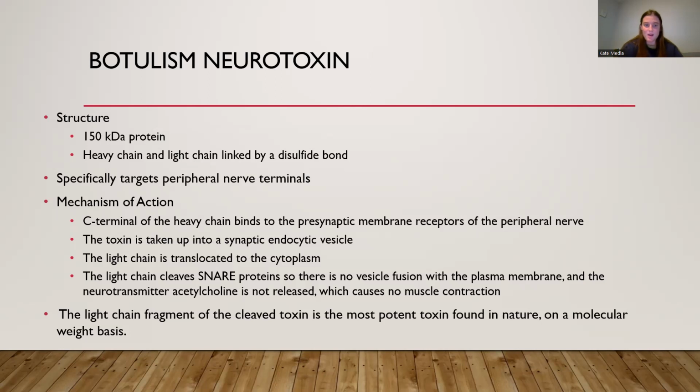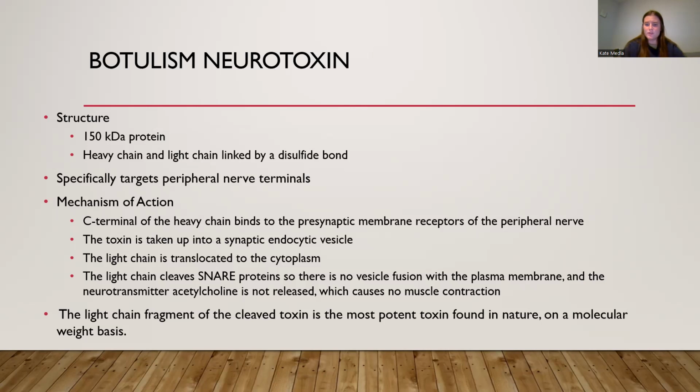does this mechanism of action. The C-terminal of the heavy chain binds to the presynaptic membrane receptors of the peripheral nerve, and that is when the toxin is taken up into the synaptic endocytic vesicle. And this is when the heavy chain and the light chain separate. So the light chain is now translocated to the cytoplasm of that nerve cell, and the light chain cleaves SNARE proteins.